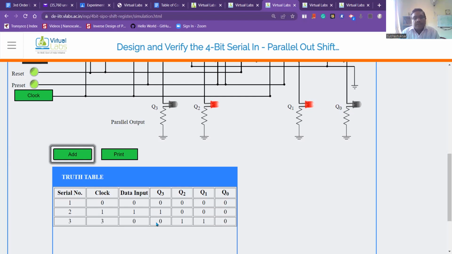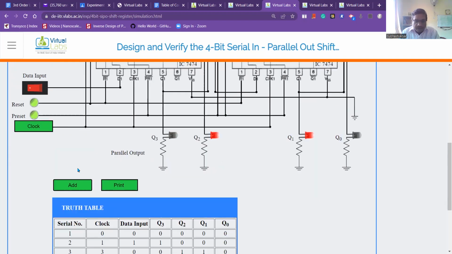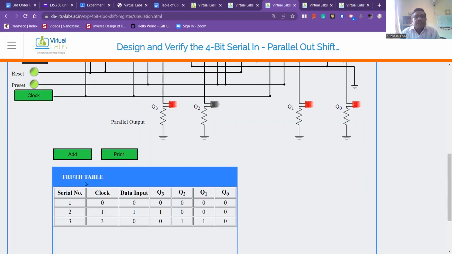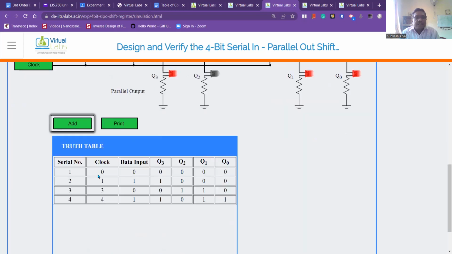Add this value in the truth table. After that, 1 is there, so I will give 1, next clock pulse. You can see Q3 is 1 because I have given 1 as data, and earlier it was 0, so 0 shifted here, and 1 was here, so 1 is coming here, and 1 was here, 1 is coming here. Let us add this value. So at clock 4, data 1, you see 1011 data has come. You can see the data input is this one.